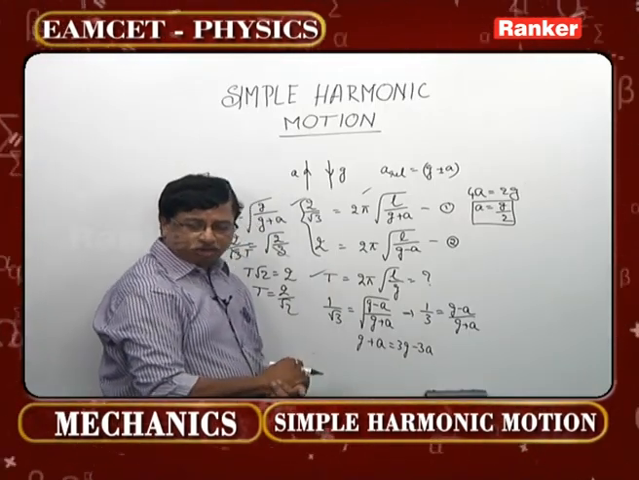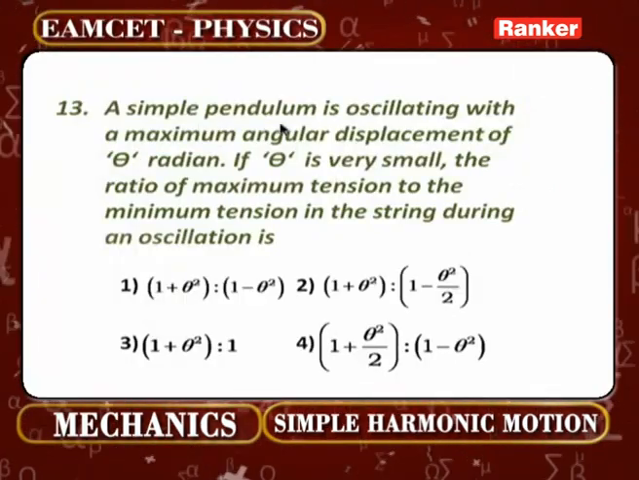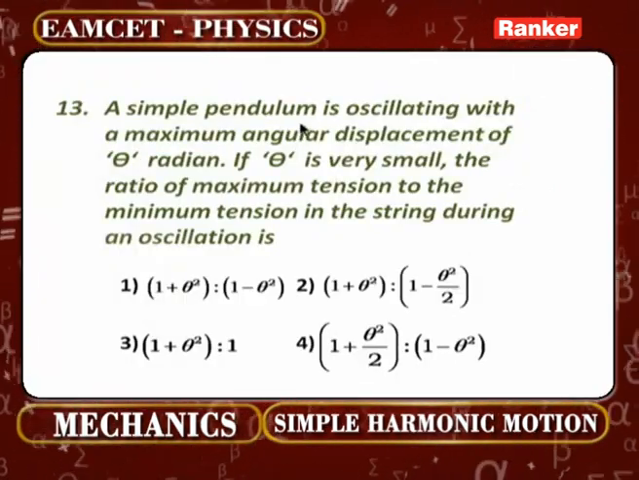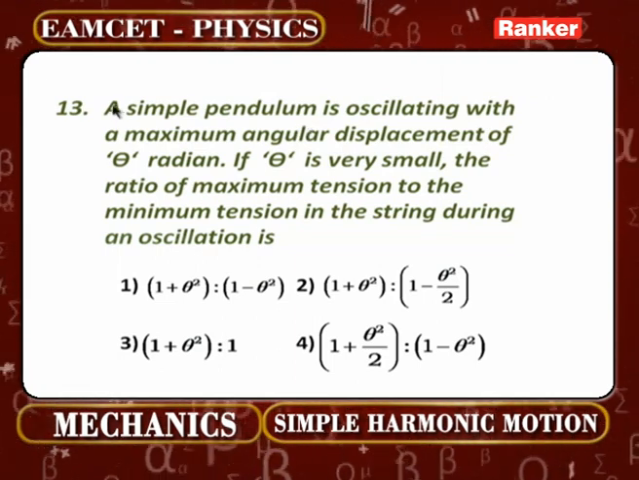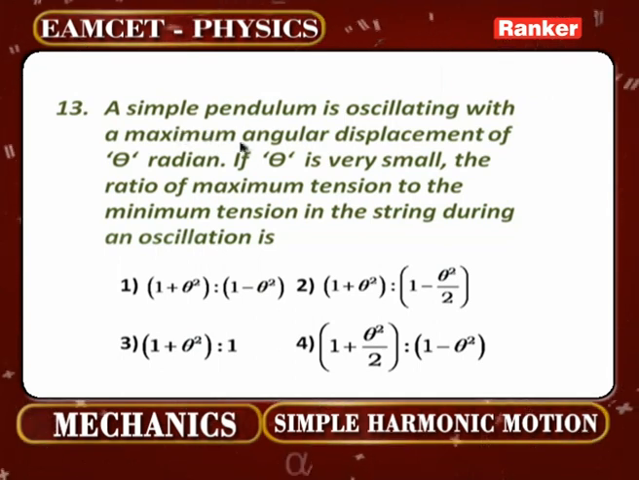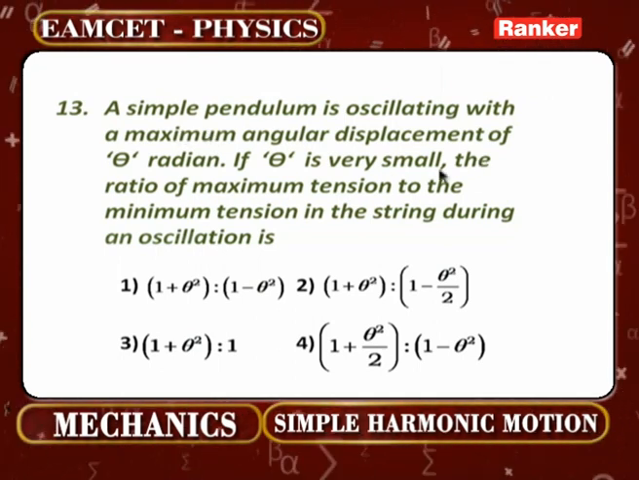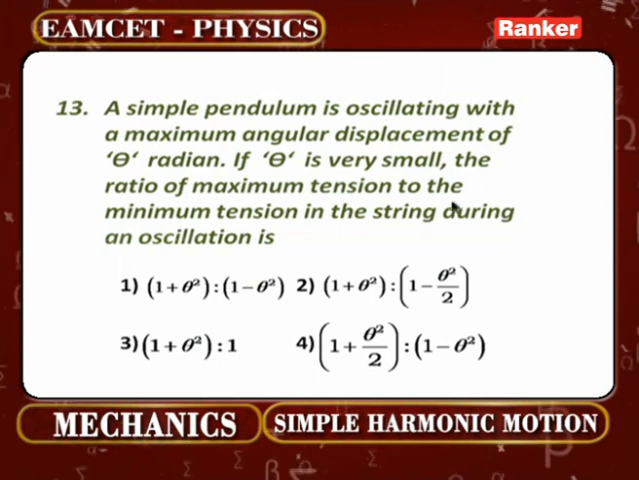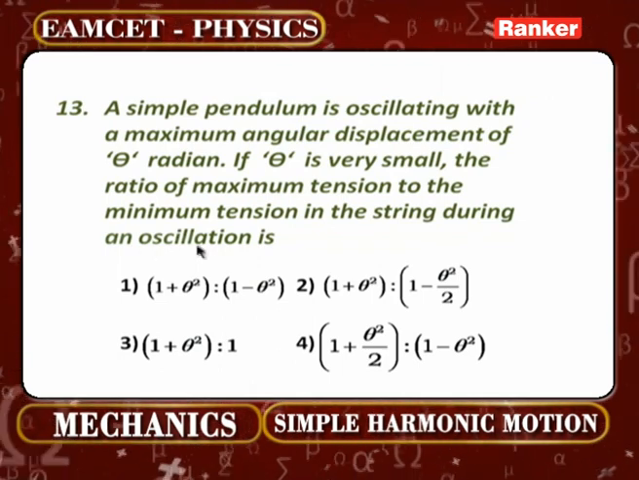Now check the next problem, that is problem number 13, which of course is purely a mathematically oriented question please. Look at this one carefully. A simple pendulum is oscillating with a maximum angular displacement of theta radian. If theta is very small, find the ratio of maximum tension to the minimum tension in the string during an oscillation.